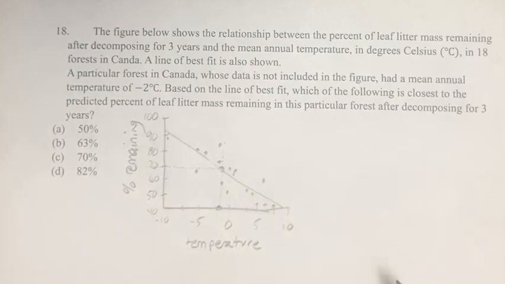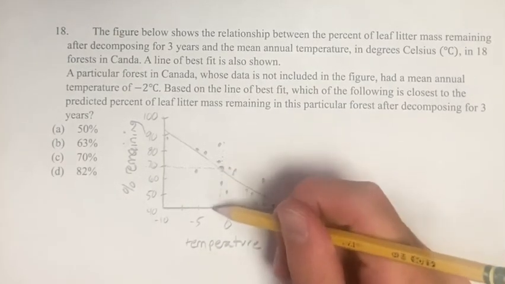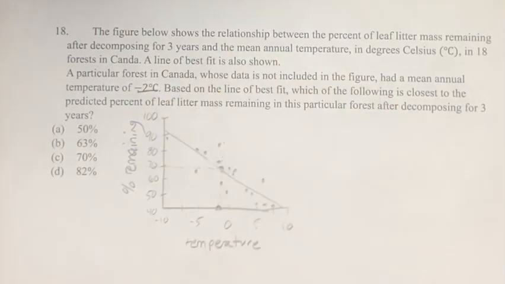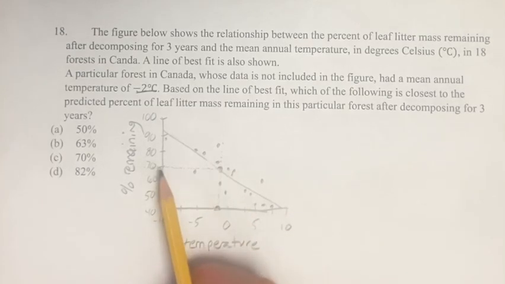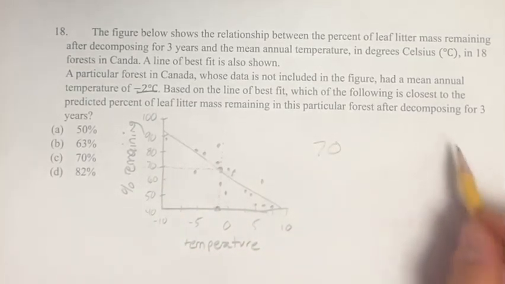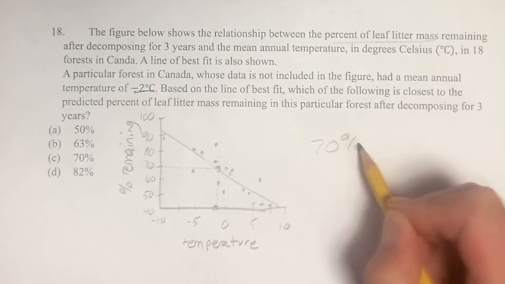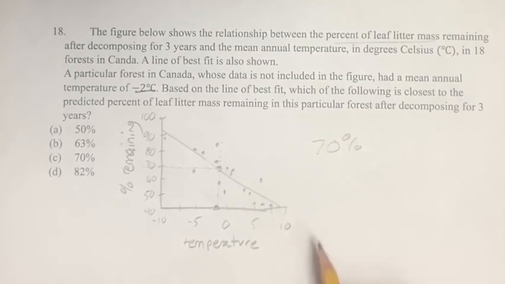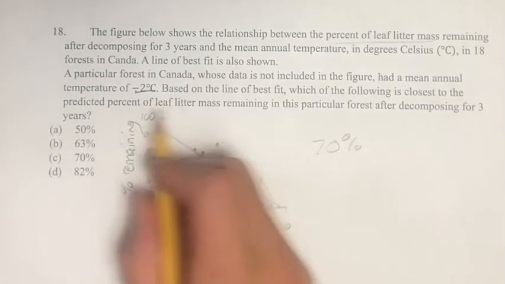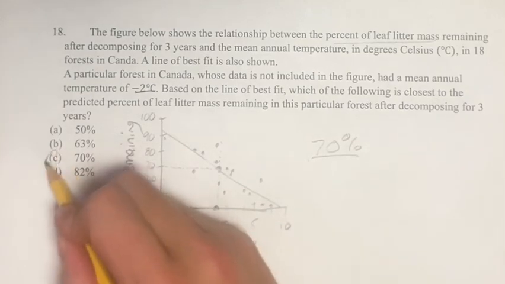y-axis. And now we see this point has an x value of -2, which means the temperature is -2 degrees Celsius, and a y value of 70, which means the percent of leaf litter mass is 70% after 3 years, which is what the question is asking us to find, which means 70% is going to be your final answer.